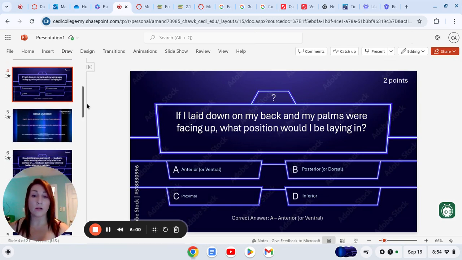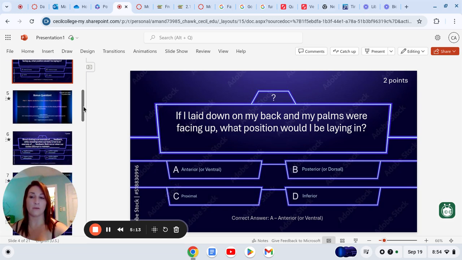So this question says, if I laid down on my back and my palms were facing up, what position would I be lying in? So the answer would be A, anterior or ventral. And then again, on each of these slides, the bottom of the slide would be blank until you clicked on it. So that way the students wouldn't see the correct answer until they had already provided their answers.